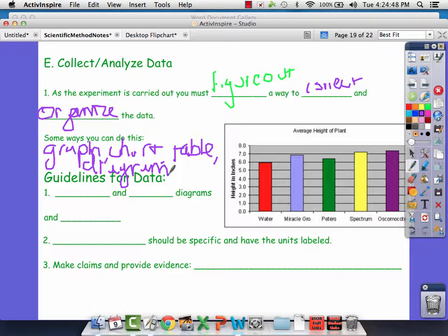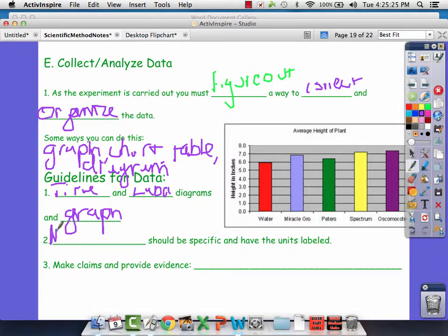Okay, guidelines for our data. The first thing that you need to know is that you always need to provide a title and label to your diagrams and graphs. And a title shouldn't be something really basic. If we're trying to show everybody what flavors of ice cream our class likes, then we can't just say the title is ice cream. We have to tell exactly what it is. So a great example would be the preferred ice cream flavors of Team 3. That would be a great example of a title.